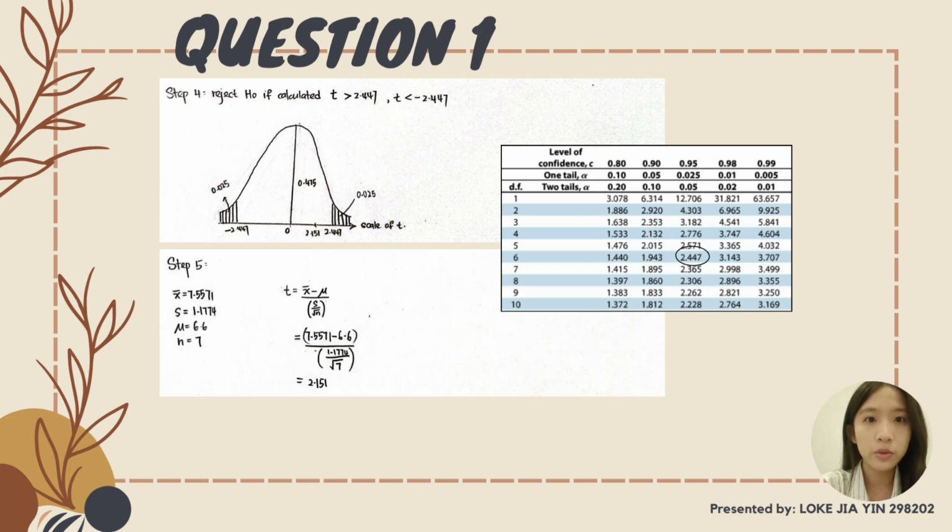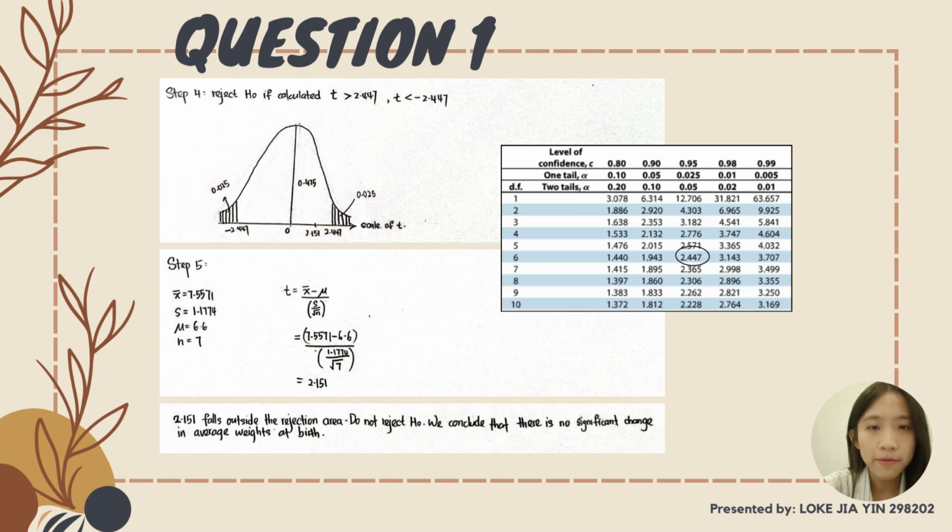Step 5. We need to compute the value of t and make a decision. The formula for the t-distribution is the sample mean minus the population mean divided by the sample standard deviation over the square root of the sample size. So we get the value 2.151. Conclusion: 2.151 falls outside the rejection area. Do not reject H0. We conclude that there is no change in average weight at birth.